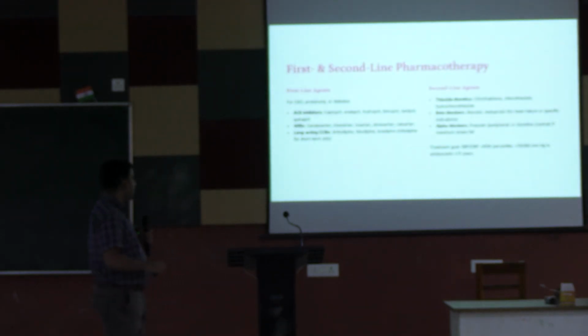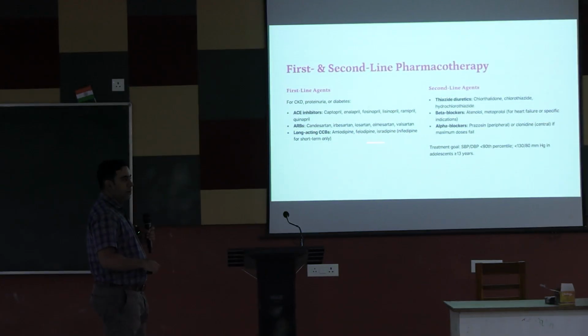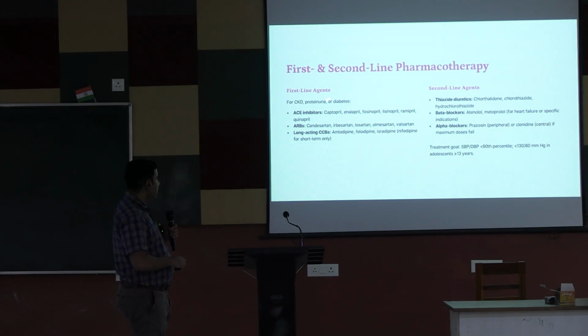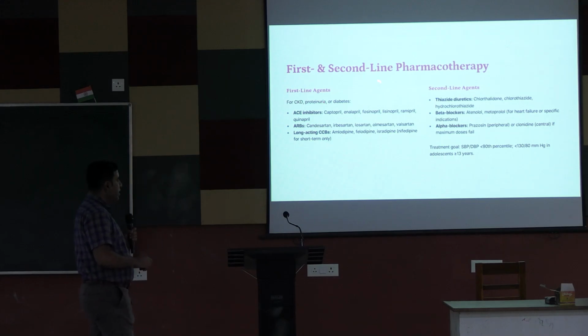What are the first and second line pharmacotherapy? First line agents are, for CKD, proteinuria and diabetes, ACE inhibitors, very commonly used, captopril, enalapril, lisinopril, ARBs: candesartan, losartan, valsartan, and long acting calcium channel blockers, amlodipine, and nifedipine is short term only. It is for hypertensive emergency, nifedipine is used. We mostly resort to amlodipine. আমরা commonly use করি amlodipine, enalapril, or losartan. এই 2-3টে drug আমরা commonly use করি যদি patient-এর CKD along with proteinuria or diabetes থাকে, then first line are these agents.